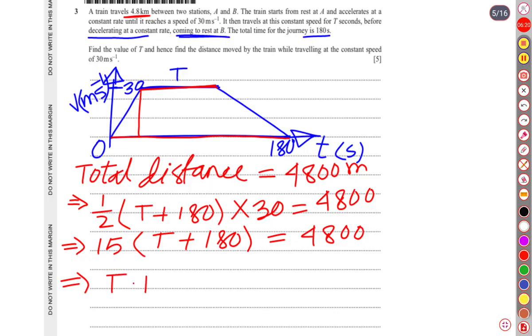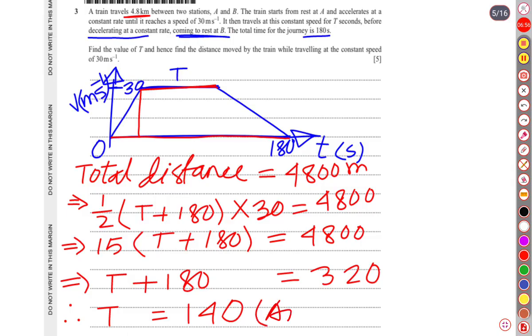After that, if we divide 4800 by 15, t plus 180 on the left side is going to be 320. Hence t is equal to, from 320 if we subtract 180, 140. So the value of t is 140. That means the train was traveling at a constant speed for 140 seconds. So this is one of the answers we can show.